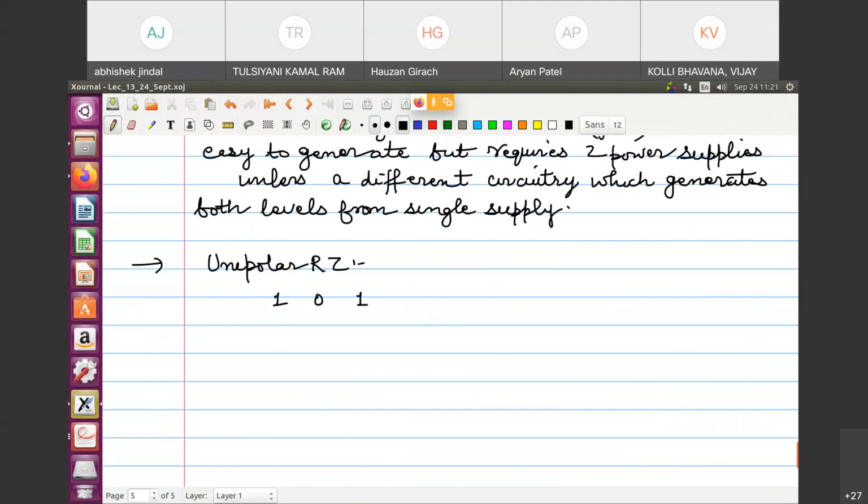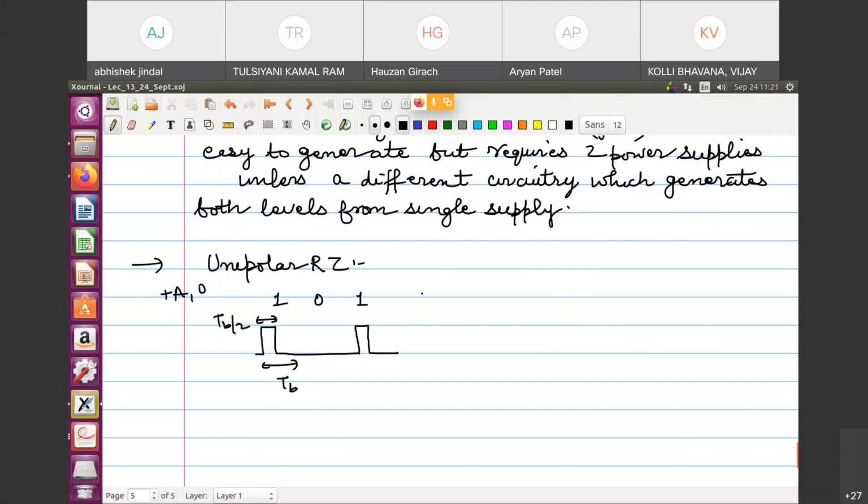Unipolar form, so there will be only two levels, plus A and zero, but plus A is maintained for half the bit interval. So let us say this is plus A and this goes to 0, and then this is 0, and suppose this is then plus A and this goes to 0. If this was your TB, then this is only TB by 2. So the waveform returns to 0 during the bit interval.